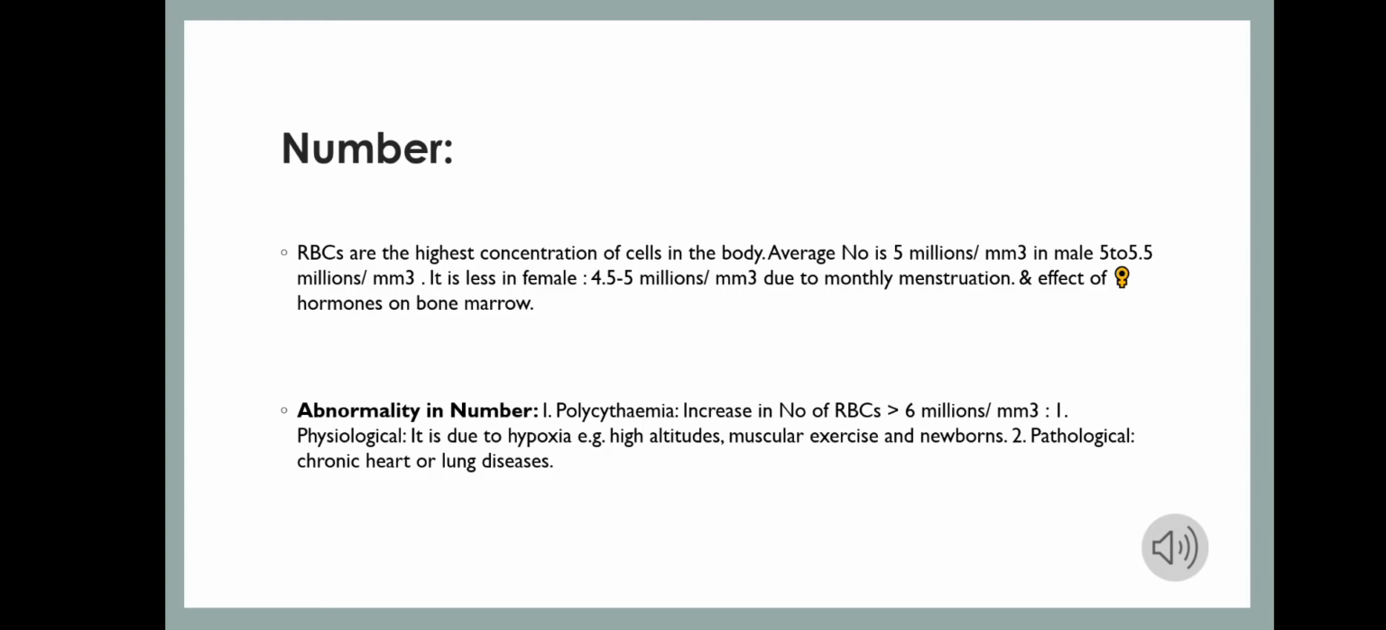Abnormalities in numbers can be classified into polycythemia or anemia. Polycythemia is the increase in number of RBCs to more than 6 million. It can be caused by physiological and pathological causes. Physiological causes are due to hypoxia, examples: muscle exercise and newborn. Pathological causes are due to chronic heart and lung diseases. Anemia is the decrease in number of RBCs. It has 3 types: normocytic normochromic anemia, microcytic hypochromic anemia, and macrocytic anemia.